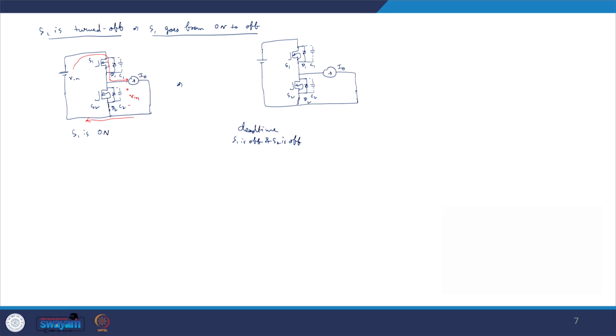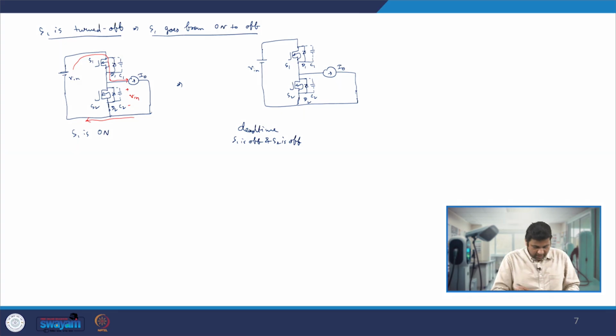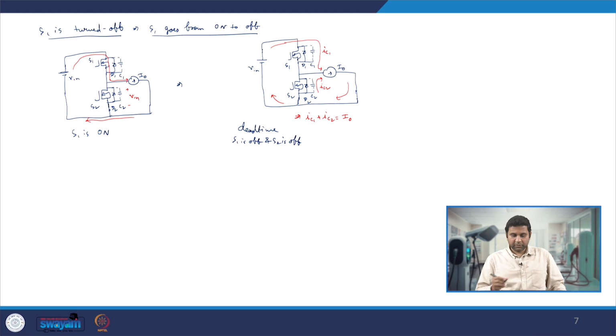Now during this time, since this current has to be there, we must ensure that this current I naught still persists. What you will see is that some current is flowing through C1 and some current through C2. Let us say this is IC1 and IC2, so we can say that IC1 plus IC2 is equal to nothing but I naught.